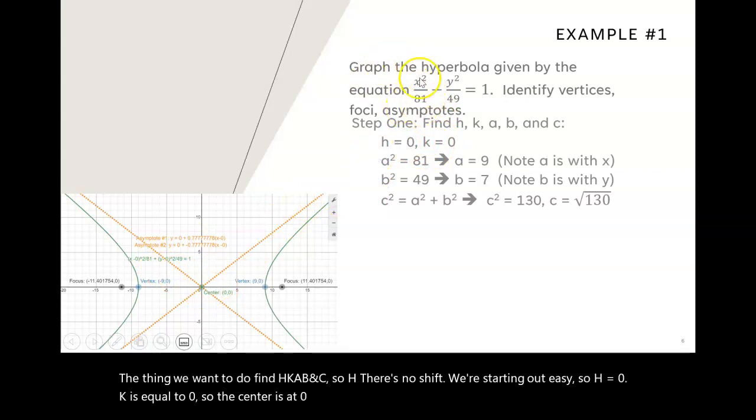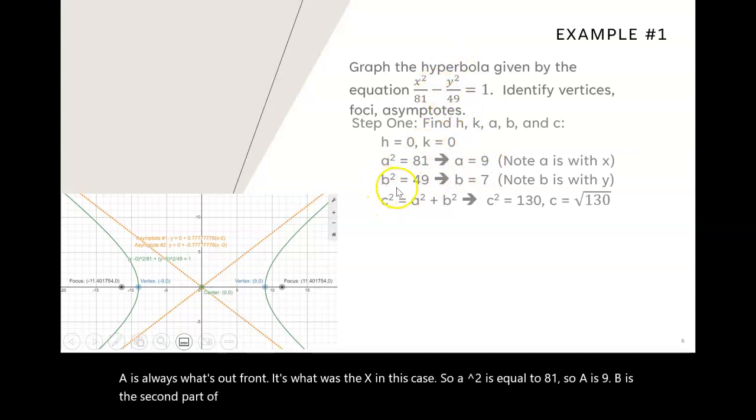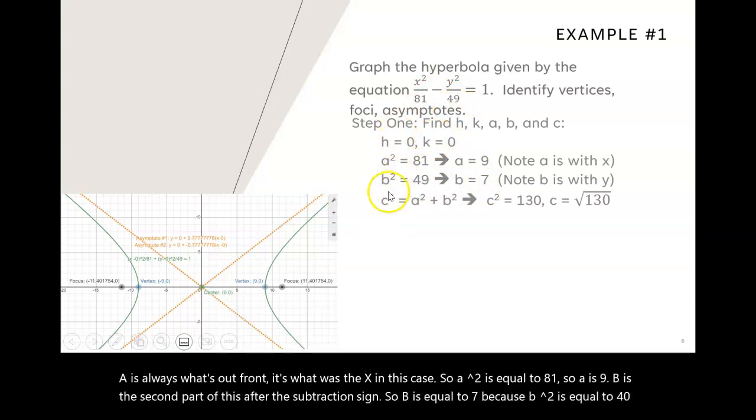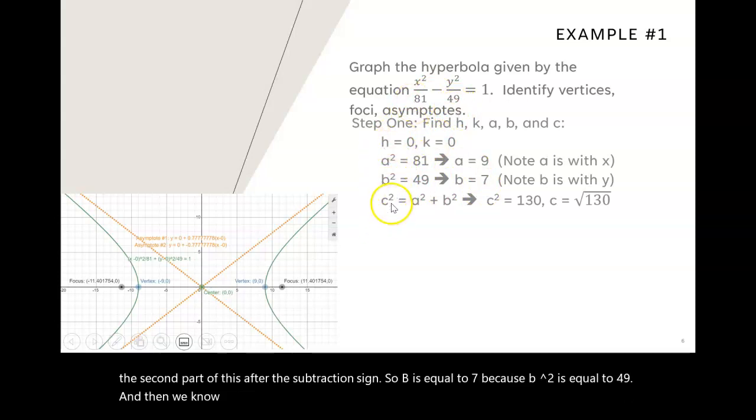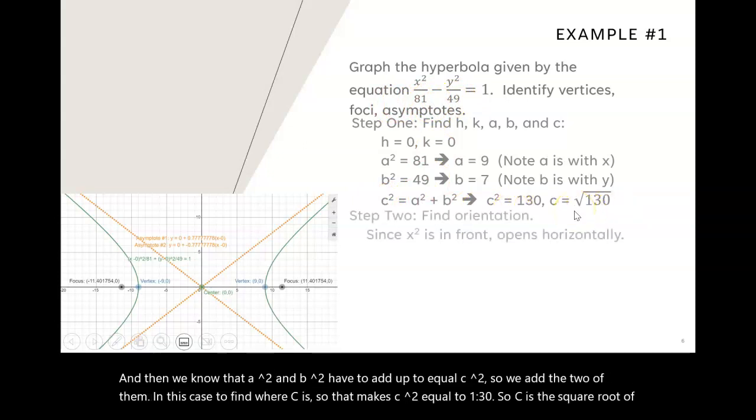A is always what's out front. It's what's with the x in this case. So a squared is equal to 81, so a is 9. B is the second part of this after the subtraction sign, so b is equal to 7 because b squared is equal to 49. And then we know that a squared and b squared have to add up to equal c squared. So we add the two of them in this case to find where c is. So that makes c squared equal to 130. So c is the square root of 130.